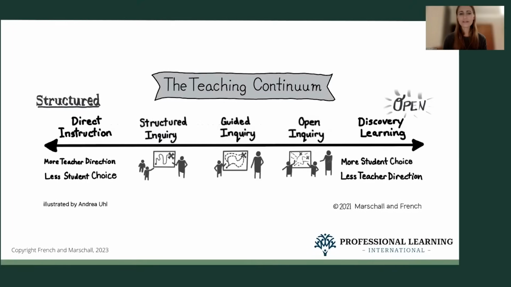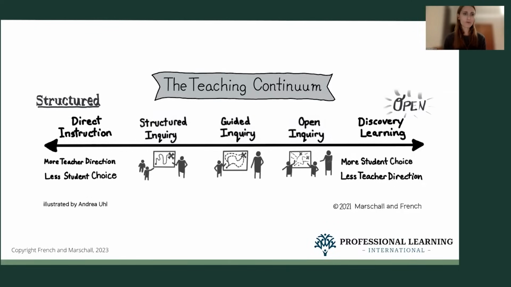Great. So in terms of this workshop, we talk about how to do open inquiry with students. Before we dive in, it's really important that we think about our definitions and how we describe inquiry learning. The way that Rachel and I describe this in the book is that we have a continuum that goes from very structured learning to very open learning.